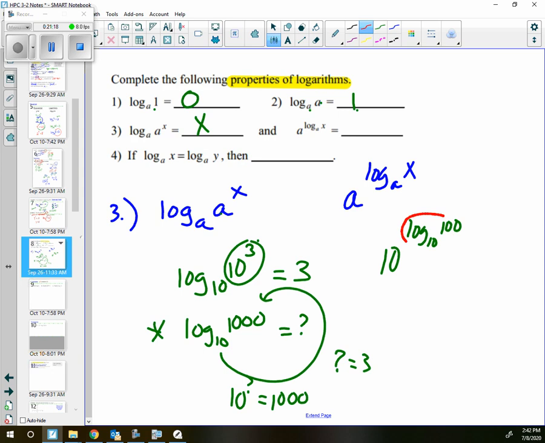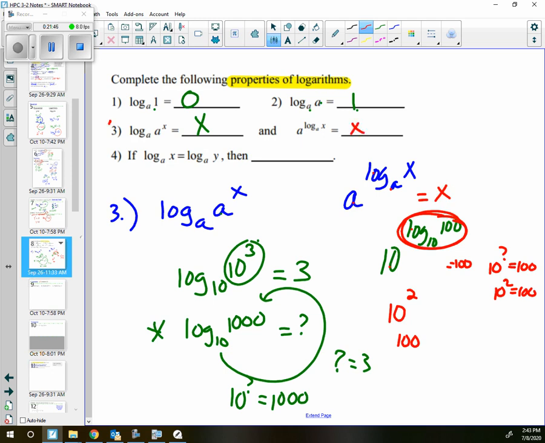What's the log base 10 of 100? That means 10 to the what gives you 100? Well, 10 squared gives you 100, right? So this would be then 10, this is squared, and what's 10 squared? 100. In other words, the answer to this whole crazy looking thing was 100. So 10 to the log base 10 of 100 was 100. So a to the log base a of x would be x. In other words, they undo each other.